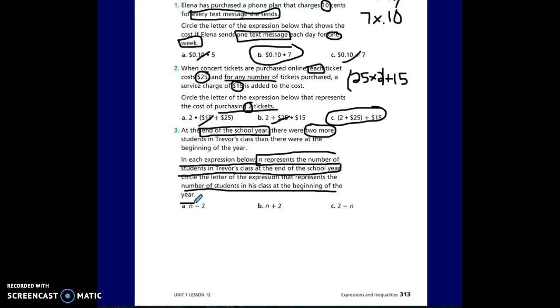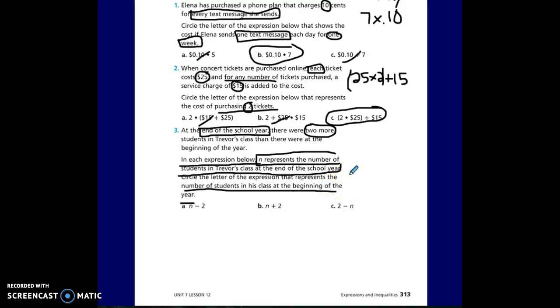All right, let's read it one more time. At the end of the school year, there were 2 more students in Trevor's class than there were at the beginning of the year. In the expression below, n represents the number of students in Trevor's class at the end of the school year. Circle the letter of the expression that represents the number of students in this class at the beginning of the school year.